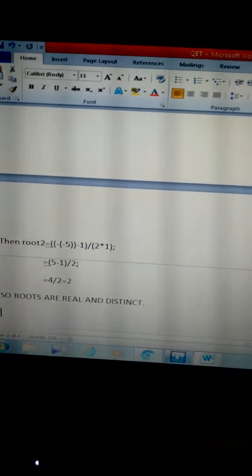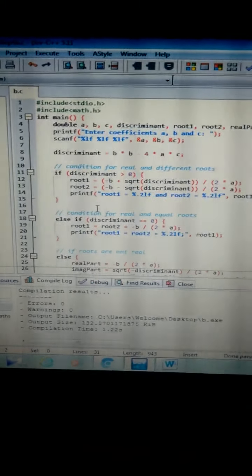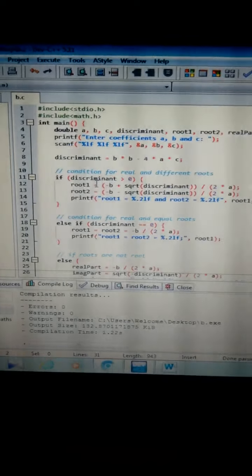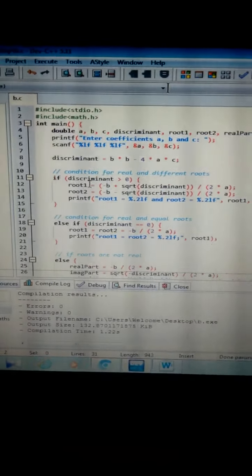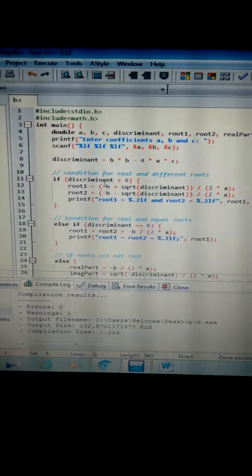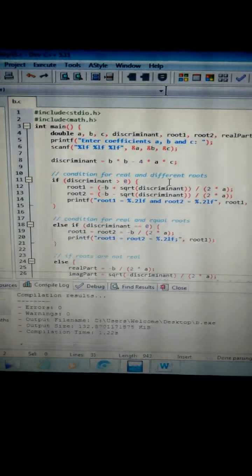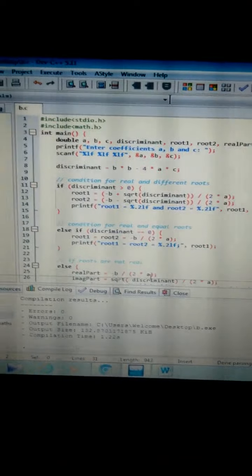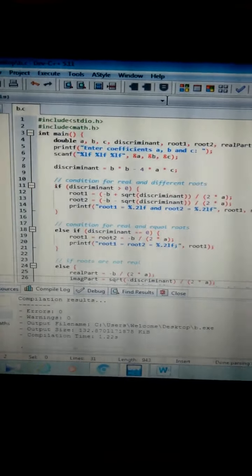See here in the program. Here, if the discriminant is greater than 0, real and different roots will appear. Now let us see the second case.